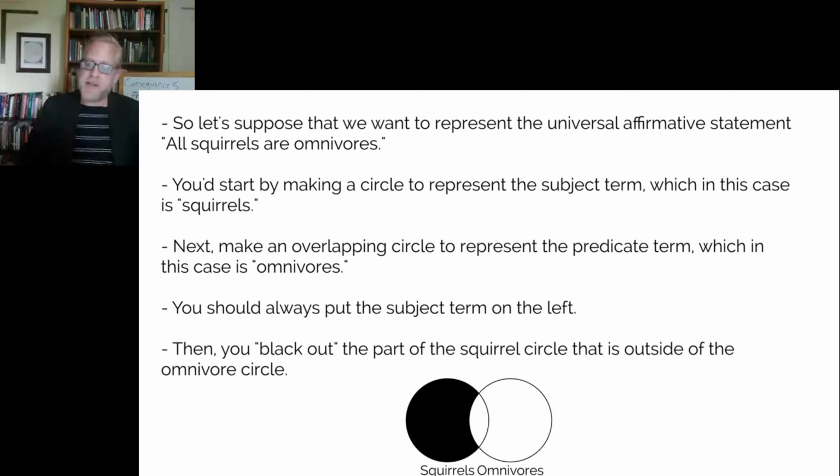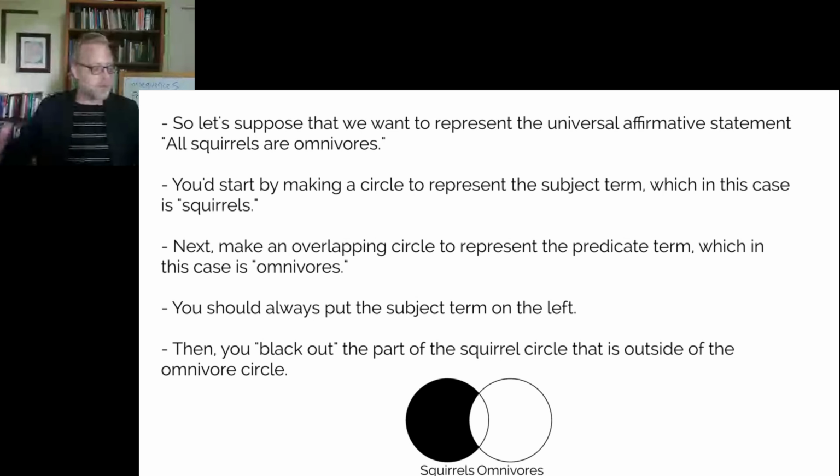But right now we're trying to say, if you're a squirrel, you live inside the squirrel circle, you can't be in the black area, so you got to be in that little sliver in the middle. That then tells us all squirrels are omnivores. So any universal affirmative is going to look like this. You can write different words underneath instead of squirrels and omnivores, but if it's a universal affirmative, it's always going to look like this, right?